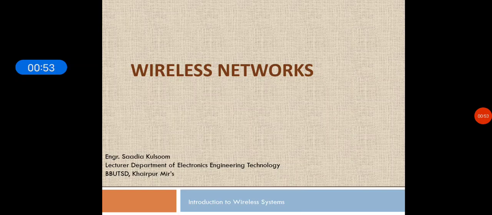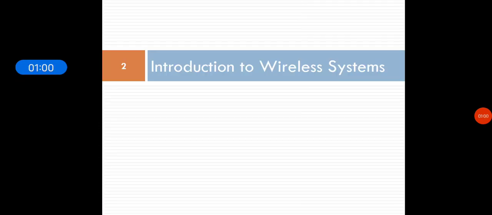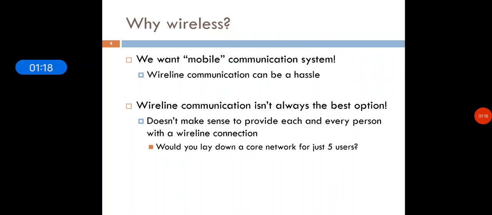So our first topic is introduction to wireless systems. What are the systems available, and what are the systems we are using for our wireless communication? First of all, the question arises: why do we want wireless communication? The answer is very simple, because we want a mobile communication system.